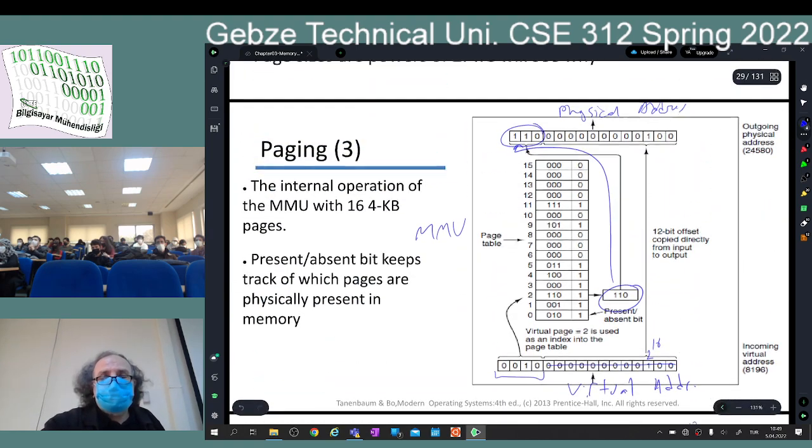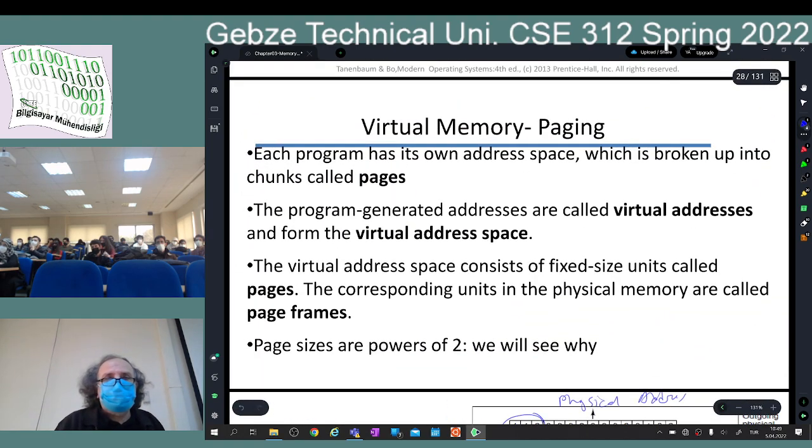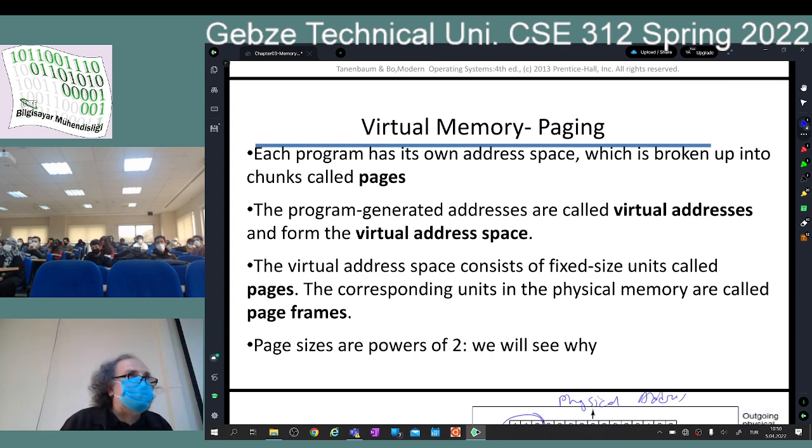So that's basically it. Let's look at these definitions again. Each program has its own address space, and the address space is broken into pages. The programs generate only virtual addresses. They don't know anything about the physical addresses. They don't know how much physical memory I have on my computer. The programs don't care. They say that this is a 64-bit computer, and I am going to use all allowable virtual addresses. They just produce the virtual addresses.